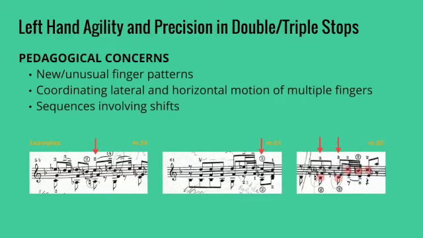Pedagogical concerns. So there are new and unusual finger patterns that might come up as students are working on this. If you just look at this first example, and I have placed an arrow around one of the chords there, you'll see that it starts, there's an A, an F sharp, and a C. So the fingers are actually in half steps. Maybe this would be a good time for you to see me.